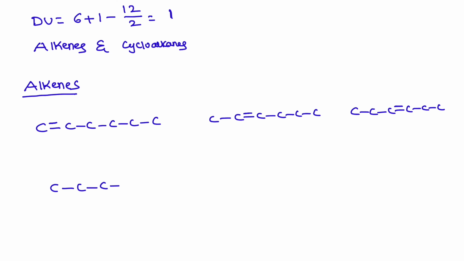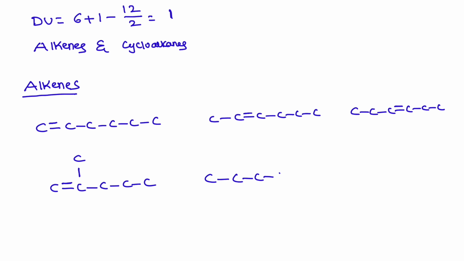1, 2, 3, 4, 5. You can write a methyl group here or here, the result is the same. First I am writing the methyl group here. Now you can write a double bond at this place or at this place, the result will be the same. I am putting the double bond here.